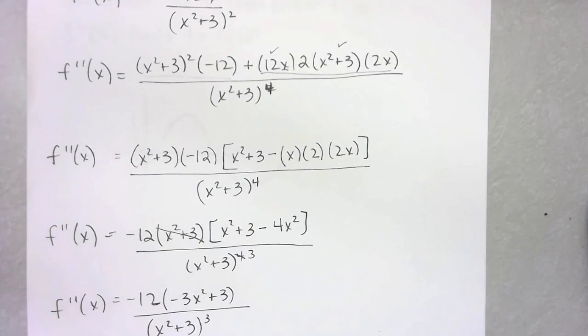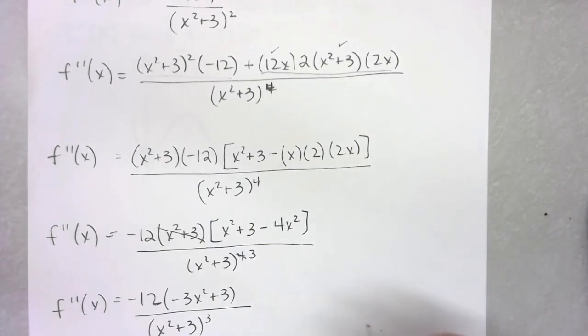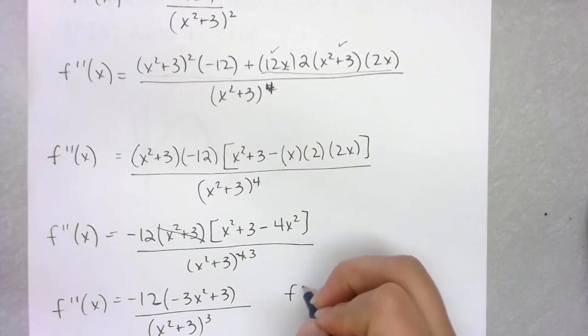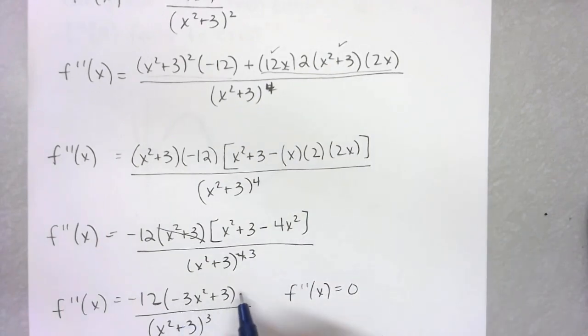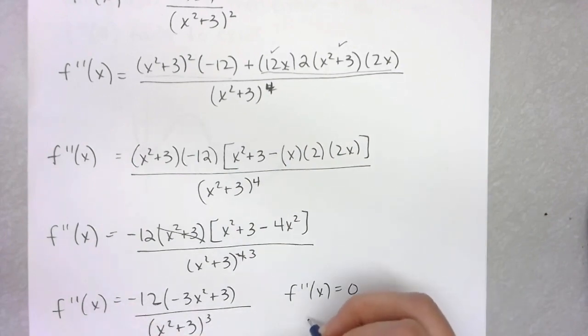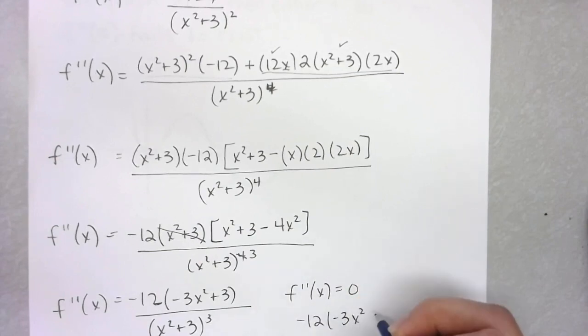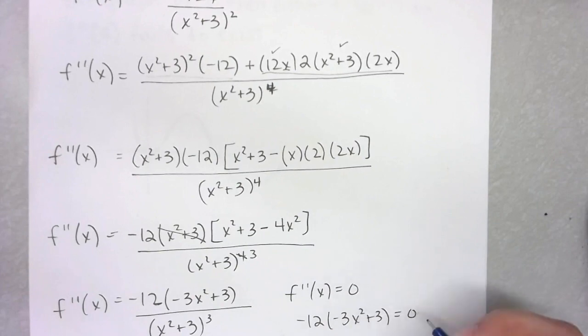All right, so now it's all cleaned up. Now I'm ready to find my zeros. I want to know where f double prime of x is equal to 0. Well, that will be where my numerator is equal to 0, because my first step would be to put 0 over here. I'm going to multiply both sides by this piece. It cancels on this side and it turns into 0 on the other. So this ends up being negative 12 times negative 3x squared plus 3 is equal to 0.